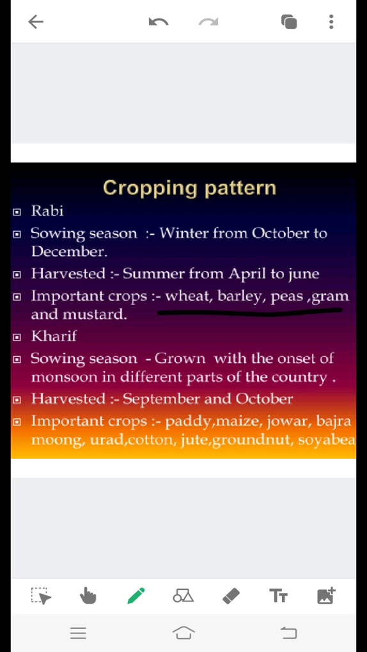Rabi in the Arabic language means spring. So these crops are harvested majorly in the spring season, and so these are known as Rabi crops.